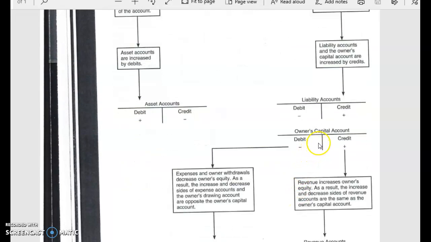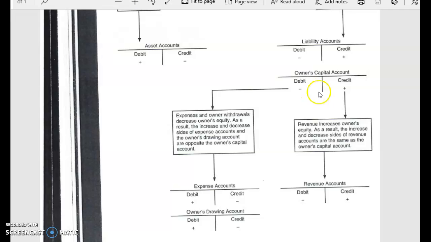Your capital accounts are the same way as a liability account. They have a normal credit balance, and they are increased by a credit entry or an entry on the right side. They are decreased by a debit entry. So if you think of what goes into the capital accounts, remember we have revenue accounts, and we have expense accounts, and the drawing account. Those are the three types of accounts that impact capital.